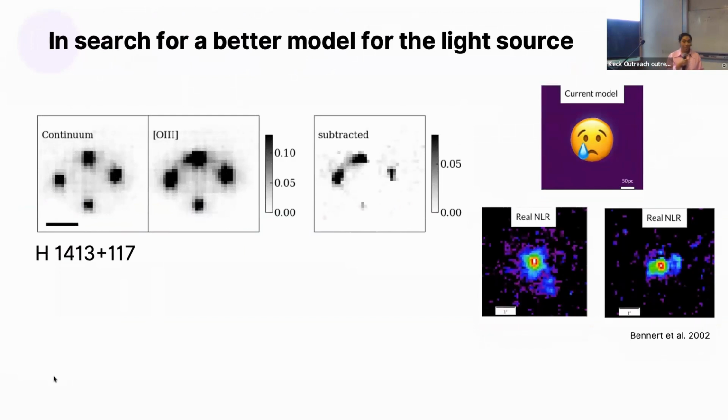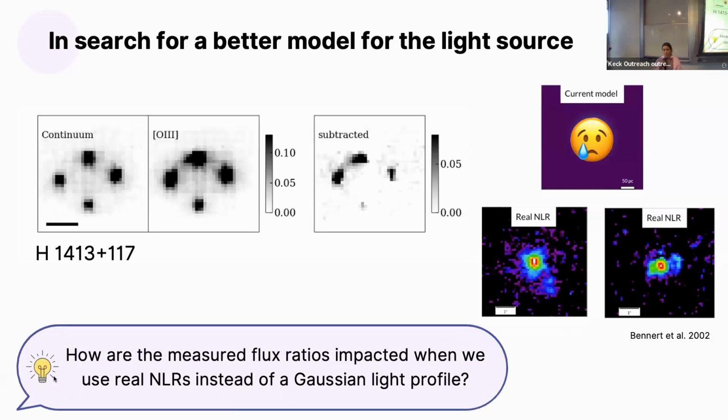So we want to look for different models, and observations of realistic narrow line regions at lower redshifts actually indicate that they have more complex structure, highlighting some of the clumpiness here and some elongated features here. So what I'm interested in is how these flux ratio measurements get affected when you include a more realistic view of the narrow line region.